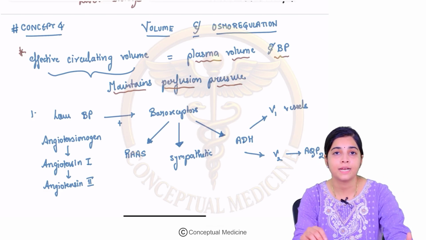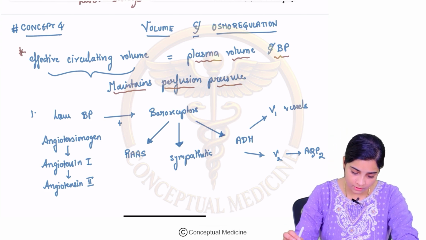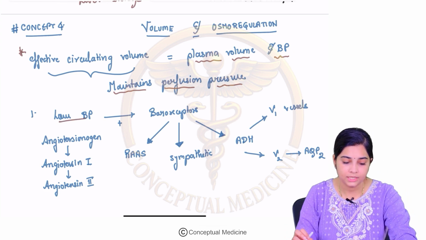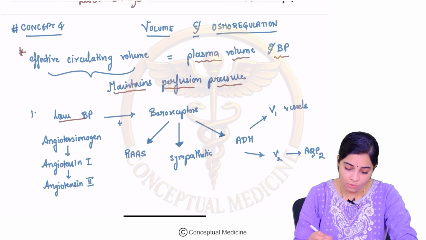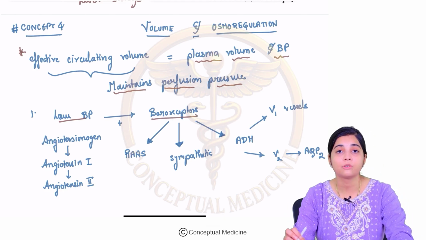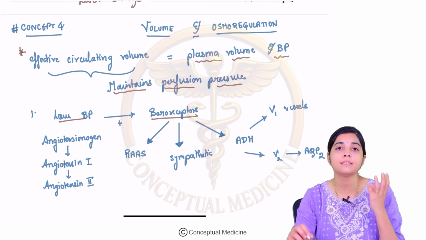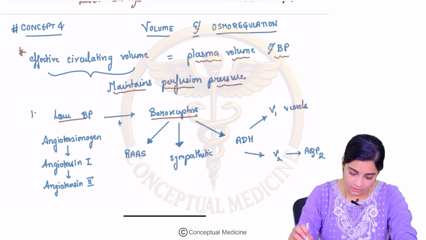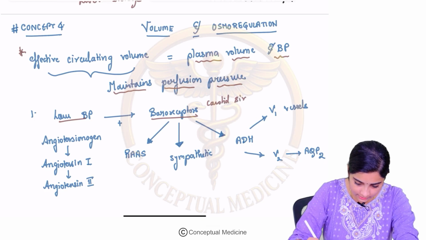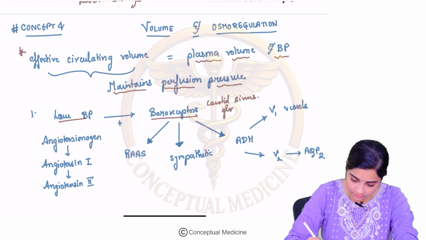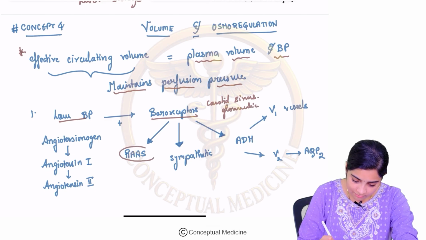So the main aim is that the effective circulating volume helps in maintaining this perfusion pressure. Okay. So whenever there is a low blood pressure, let us understand the mechanism by which this effective circulating volume is maintained. Whenever there is a low blood pressure, first thing is that the baroreceptors are stimulated. Baroreceptors, as the name suggests, detect the changes in the blood pressure. The baroreceptors are there in the carotid sinus as well as in your glomeruli.